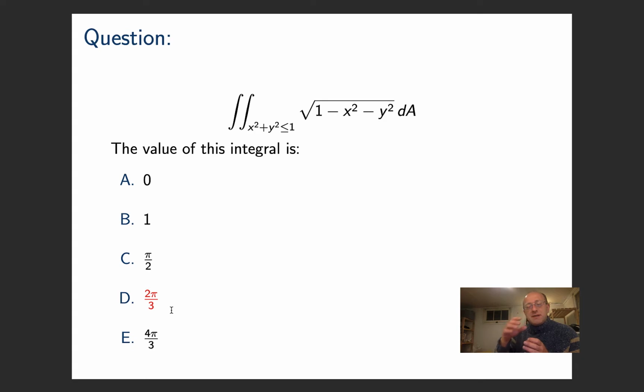Remember, this graph is the upper hemisphere of a sphere of radius 1. And so we're looking for the volume between the xy plane and that hemisphere. That would be 1/2 of the volume of a sphere, and the volume of a sphere is 4/3 pi r cubed. It has radius 1. If you write out the volume of the sphere and then take half of that to get a hemisphere, you would get 2 pi over 3.